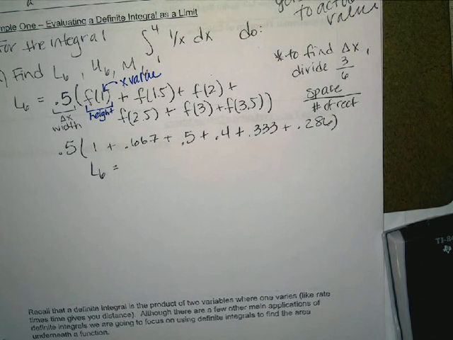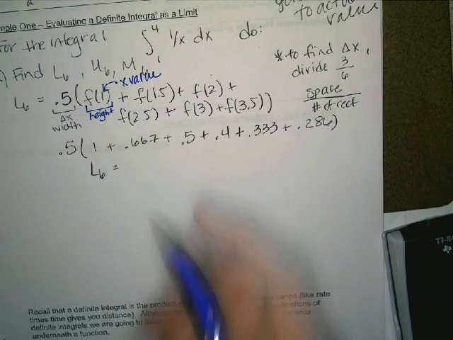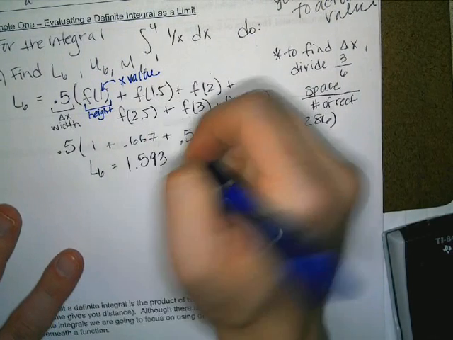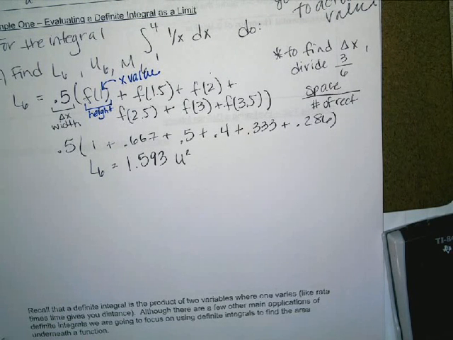Okay, what did you get? 1.4. I got 1.593. 1.593? I know what it is. It should be 1.593. And since this is an area underneath the curve, we're going to put units squared there to represent area.